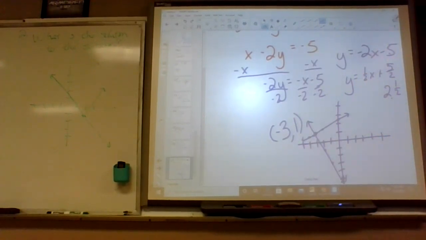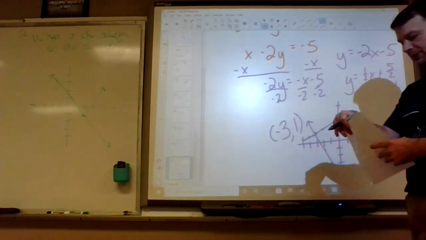How can we check our answer? Why don't you plug it back in? If you plug it in, just like number 1, if you plug it in both of them, it should work on both of them. Okay. That goes not just for the graphing problems, but for all these problems.